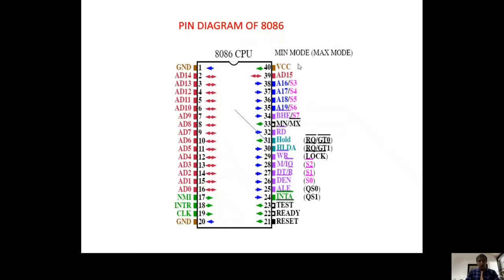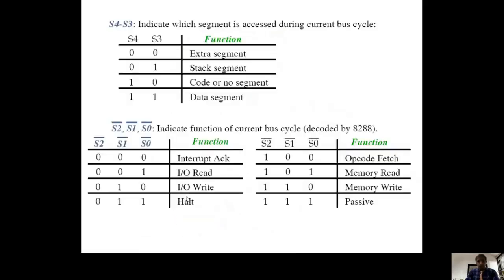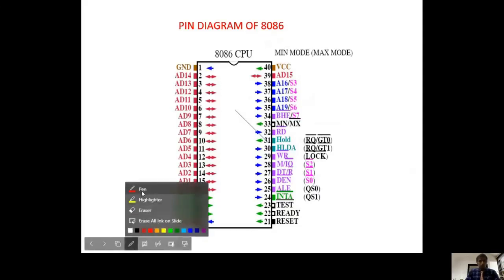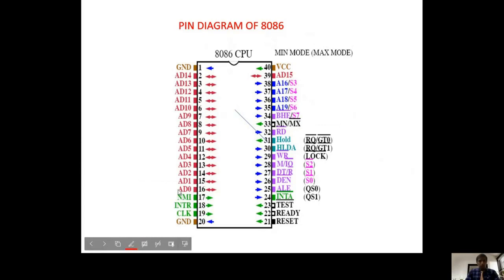Now coming to the address lines here, AD0 to AD15. AD0 to AD14 on this side, AD15 here. Let us see the function of AD0 to AD14 and AD15. They are not pure address lines and not pure data lines. These lines are multiplexed address and data lines, nothing but a combination of address and data.